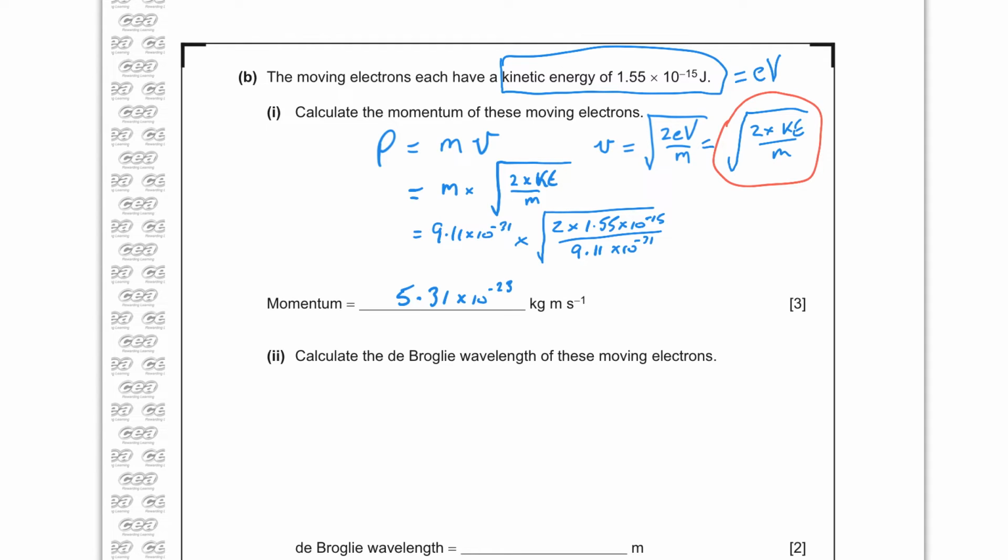Part 2, calculate the de Broglie wavelength of these moving electrons. So remember, we have the de Broglie wavelength that lambda is h over p, h over the momentum. And so we just substitute in Planck's constant and our momentum from the previous part. And that gives us 1.25 times 10 to the minus 11 meters.